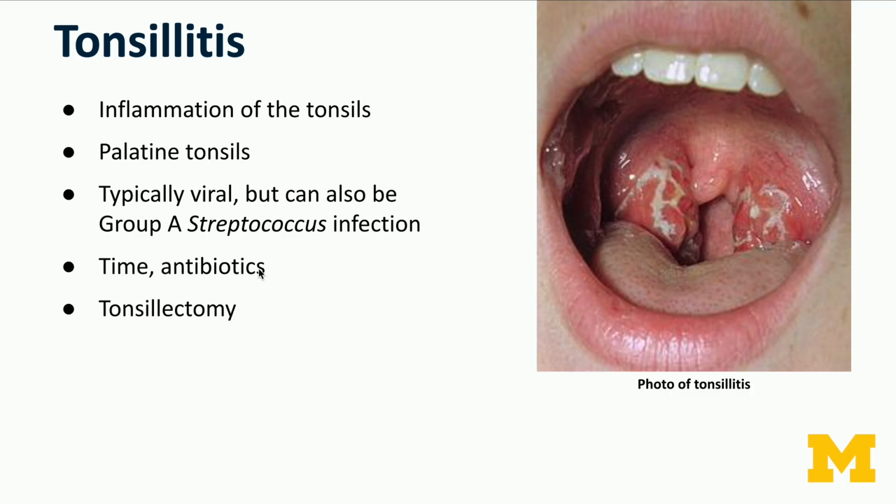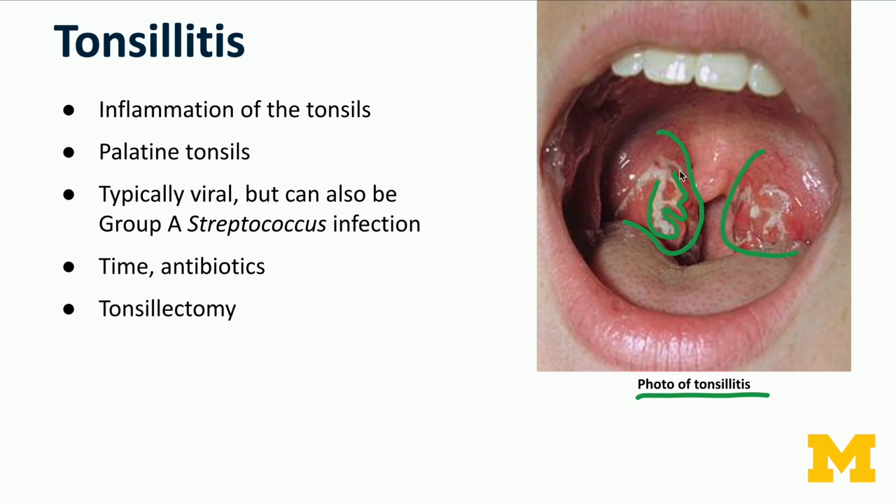You may have yourself experienced tonsillitis or know of someone who has experienced tonsillitis. This image here is a photograph of someone with inflammation of the tonsils. And so you could even see the accumulation of white purulent fluid on the surface of the tonsils, another hallmark of tonsillitis. Tonsillitis is generally an issue of the palatine tonsils, although the adenoid can also become inflamed.